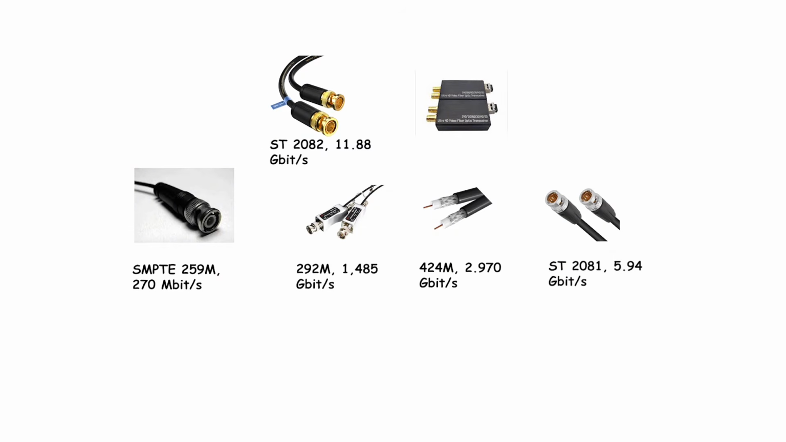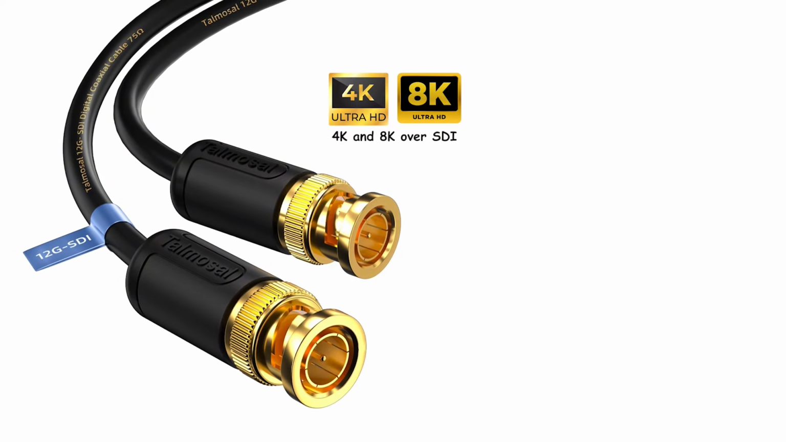Typical copper runs approximately 100 meters for HD-SDI, shorter as rates rise. Many 12G-SDI devices specify up to around 80 meters with qualified cable. 4K and 8K over SDI. 12G-SDI moves 4K 60 Hz on a single coax.